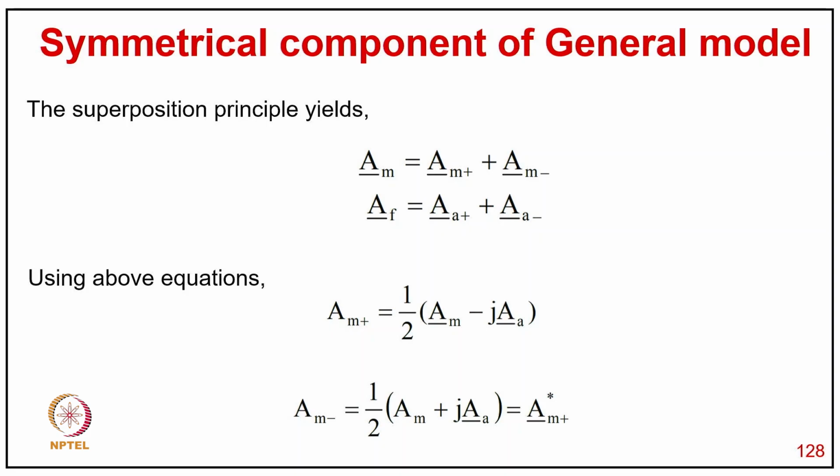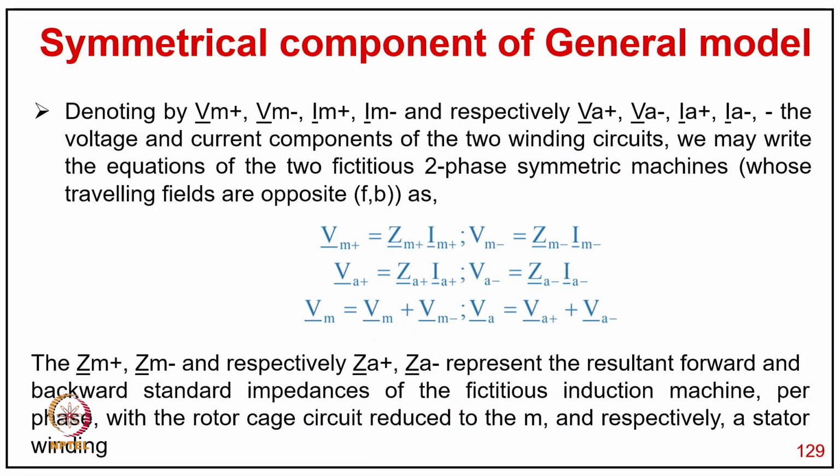So according to superposition, you can write AM equal to AM plus AM minus, and AA equal to AA plus AA minus. Using these equations we can write AM plus is equal to half of AM minus J AA, and AM minus is half of AM plus J AA, equal to the conjugate of AM plus. Now denoting VM plus, VM minus, IM plus, IM minus, and respectively VA plus, VA minus, IA plus, IA minus, the positive and negative voltage and current components of the two winding circuits, we may write the equations for a symmetrical machine whose traveling fields are opposite.